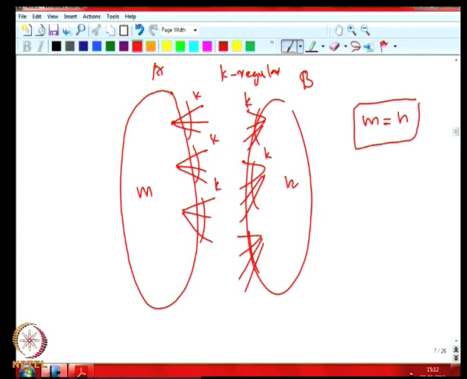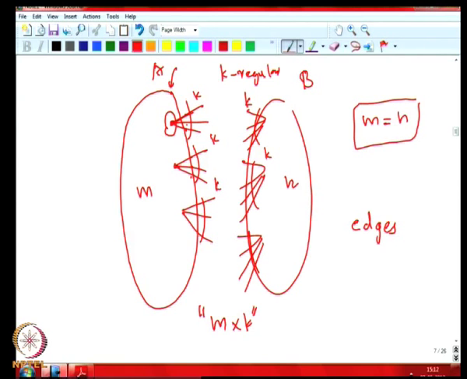Why is it so? Because we do double counting here. We count the edges in two different ways. Once from this side, that means we count the edges like this is the first vertex 1, 2, 3, then this is the second vertex 4, 5, 6, like that we count. Since each vertex here has k edges incident on it, and I definitely have m vertices here, there are m into k edges counting from the A side.